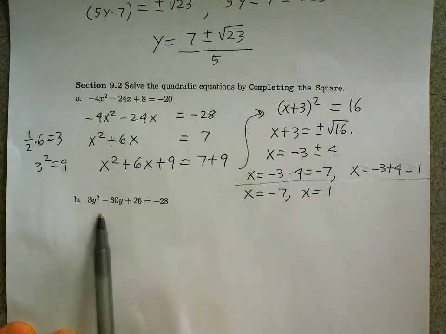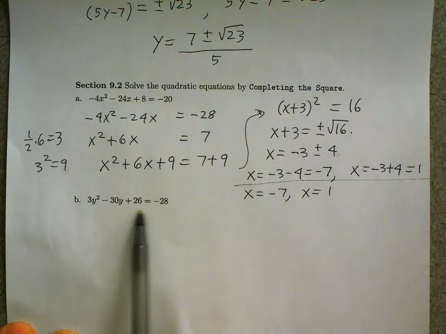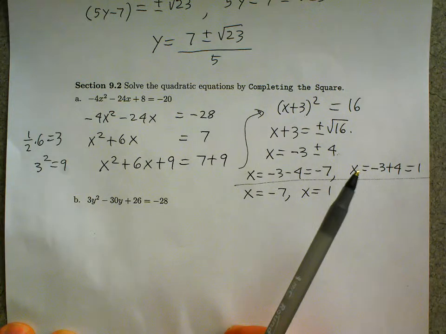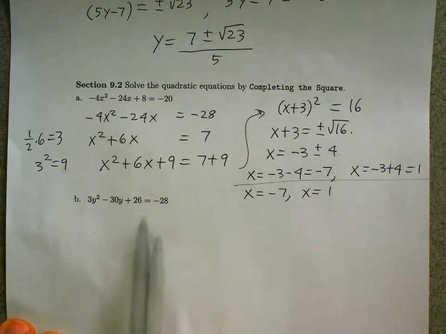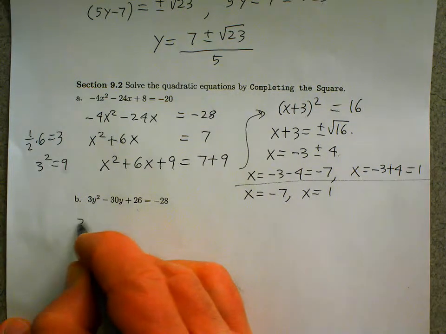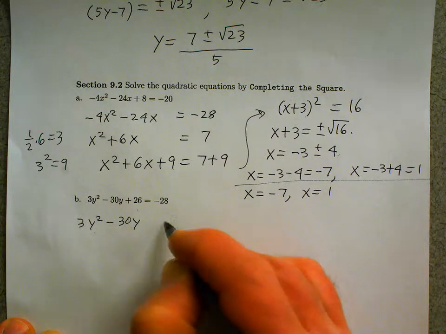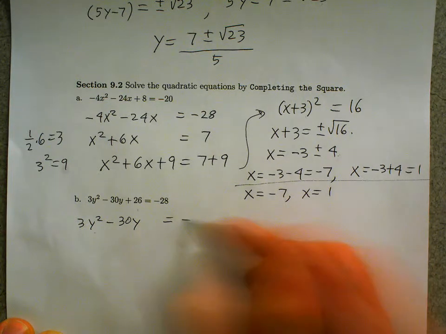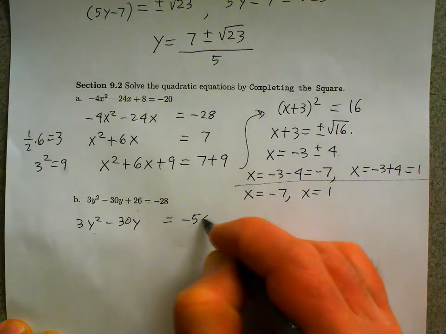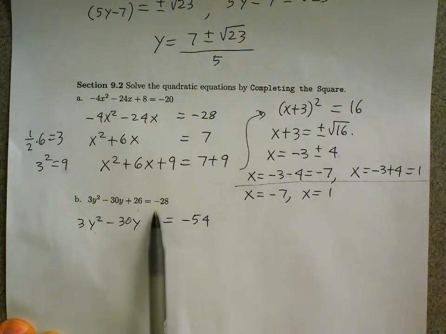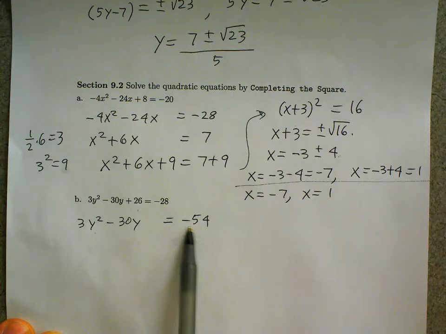3y to the second minus 30y plus 26 equals negative 28. The first thing to do, subtract 28 from both sides. So we get 3y to the second minus 30y equals negative 54. Negative 28 minus 26 is negative 54.